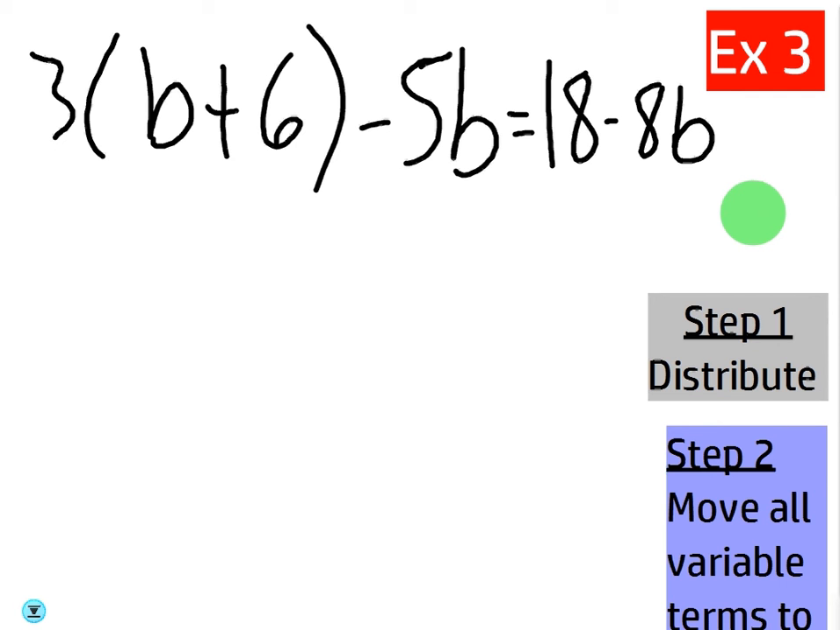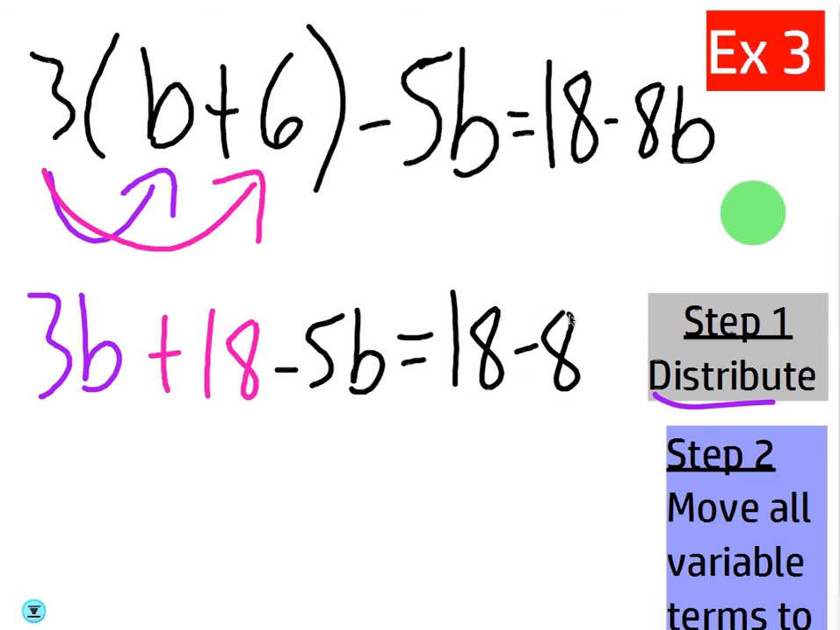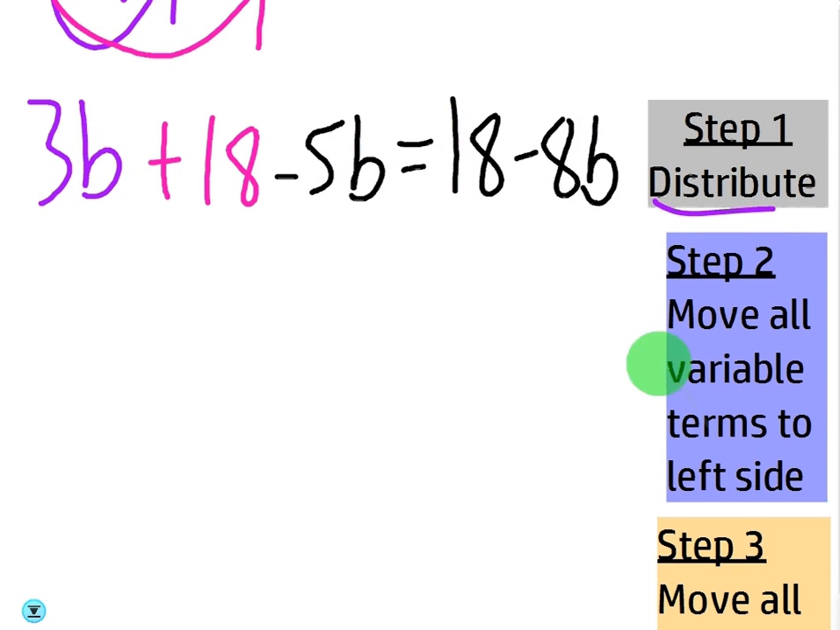So first step is we're going to distribute. So that'll be 3b. And then what's 3 times 6? 18. Now, everything else stays the same. So we still have minus 5b equals 18 minus 8b. Okay, yes, good. So we want to move all the variable terms to the left side. So we're going to take this minus 8b, move it to the left. To do that, we need to add it.